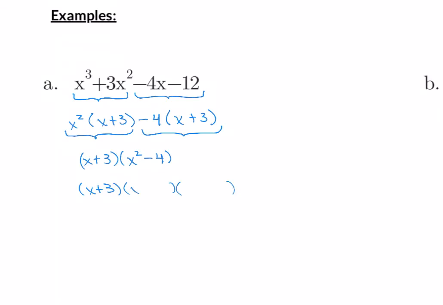x squared, this is going to be x and x. 4 is going to be 2 and 2. And we have different signs. It doesn't matter where you put them. This is now considered completely factored.